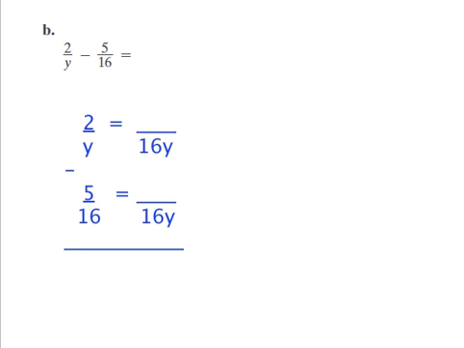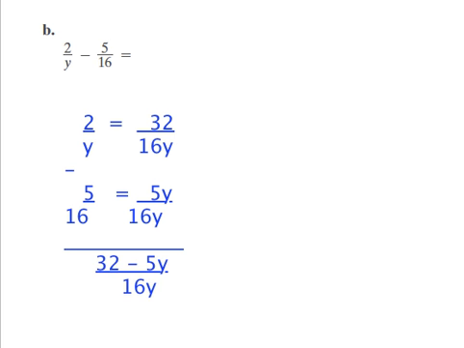So we then have 32 over 16y minus 5y over 16y. It's very simple to write this. We can't combine the 32 and the 5y, so we end up writing 32 minus 5y over 16y.